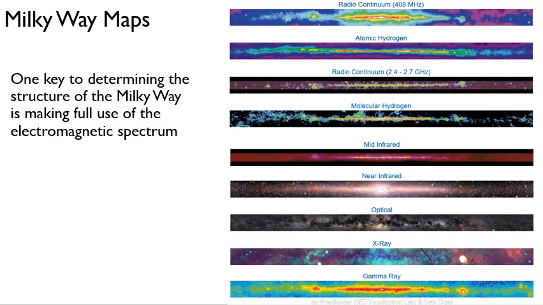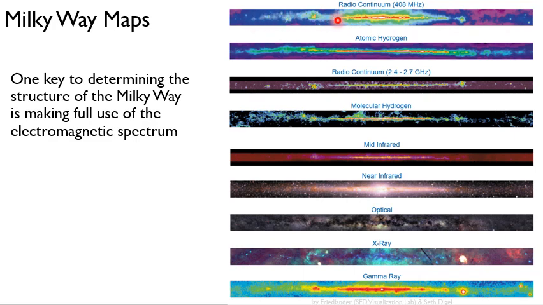So the first thing that you need is to make maps of the Milky Way, and a real key is looking at the night sky using the full electromagnetic spectrum. So what's shown here is the galactic plane. The galaxy is basically a disk. You're looking along the edge of the disk here.